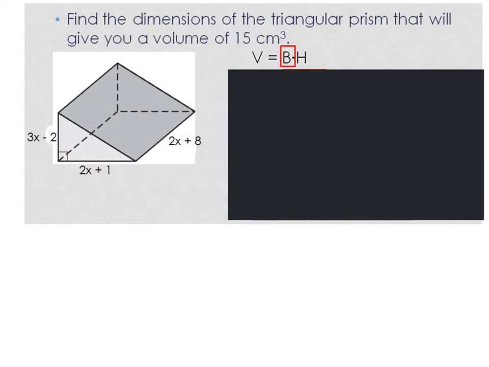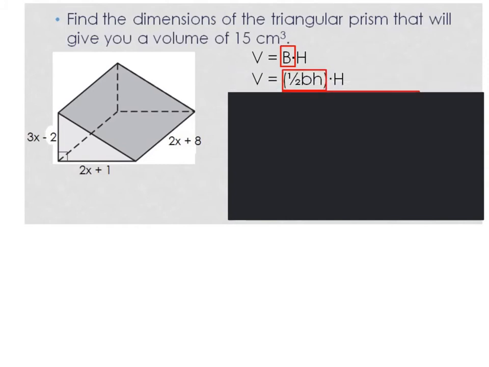Okay, so if the base is a triangle, we need the formula for the area of a triangle. The formula for an area of a triangle is 1/2 times base times height. So we're going to go ahead and put that in. So 1/2 times base times height, and then times the other height there. So we're going to put those numbers in. If you look, well, we know the volume is 15. We're going to put that 15 in there.